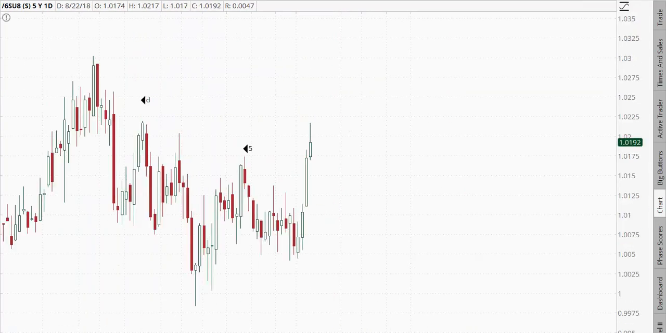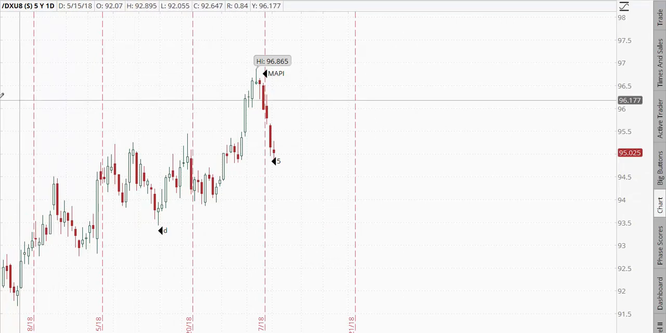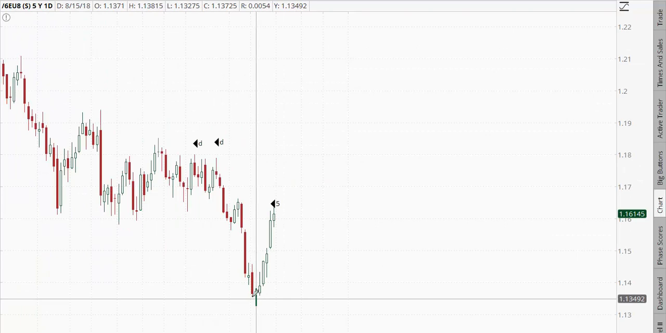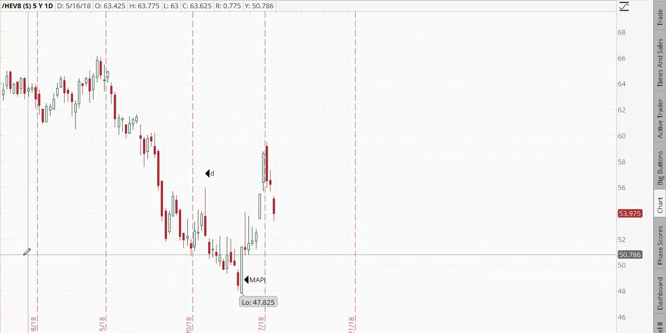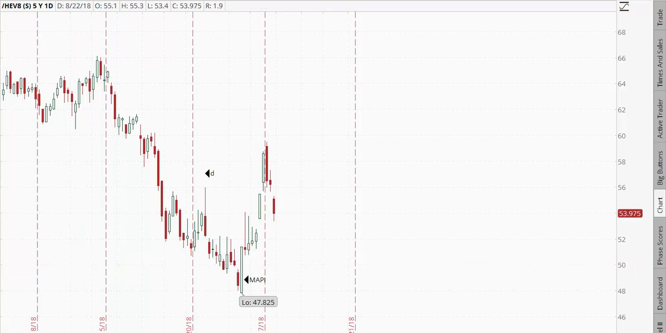Let's go down to a few other ones. Dollar index was here. Now what's interesting for me is the dollar index had one here, but the euro did not have one there. It happens. How about the hogs? Hogs had one here.